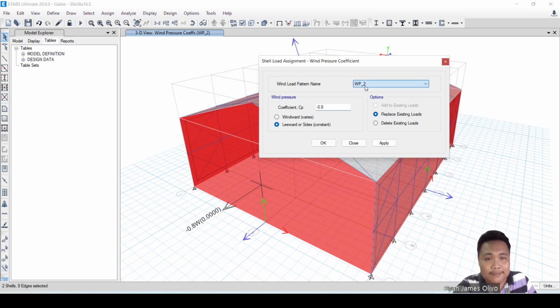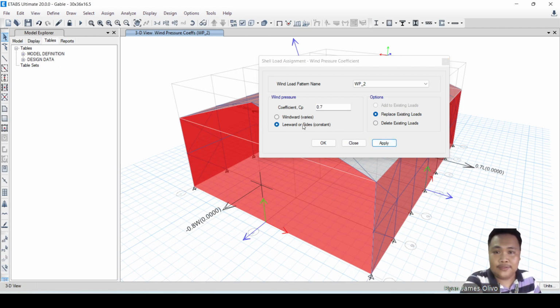And don't forget to click WP1 or WP2. So WP2, let's say negative 0.7. So apply. You can see here, then WP1 is also, just don't forget to click this get previous selection so you can select it, then apply.